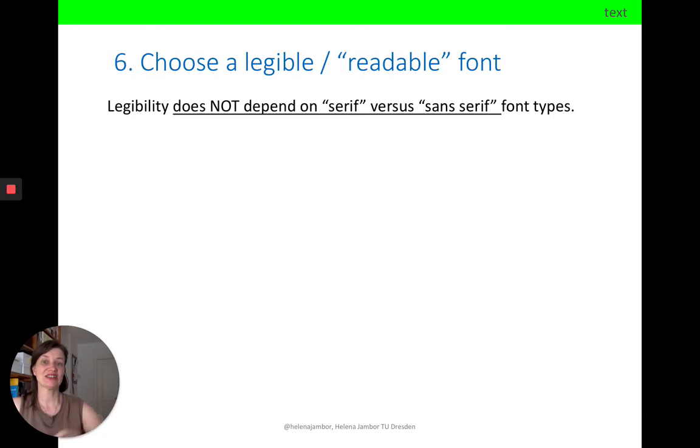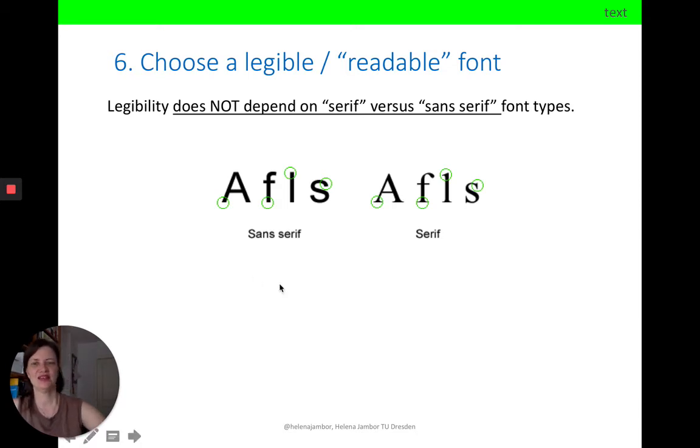Legibility does not depend on serif versus sans serif fonts, and there's science supporting this. So what is a sans serif font? Sans serif fonts do not have these little feet that the serif fonts are standing on. So serif is basically the old font that was used in newspapers and printing presses, etc. And the little feet were required to fit the letters into the machines properly and have them fixed in space.